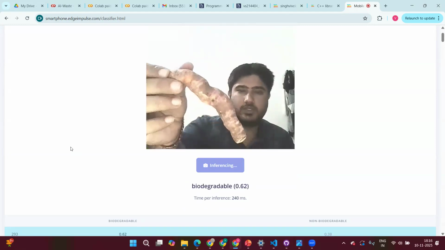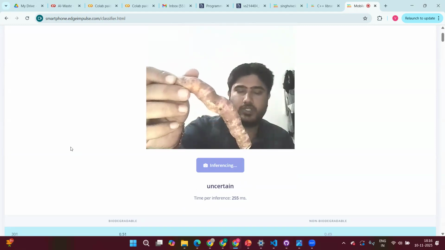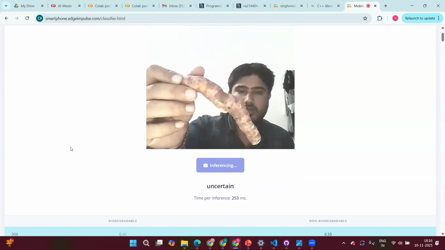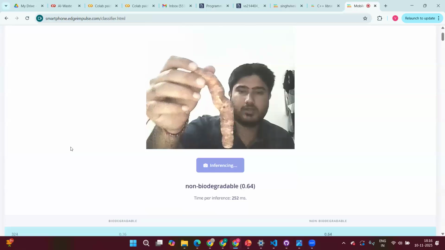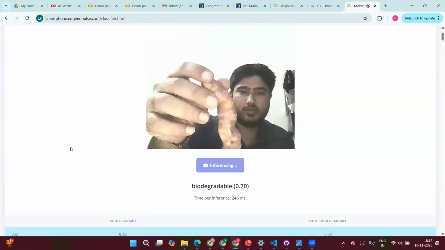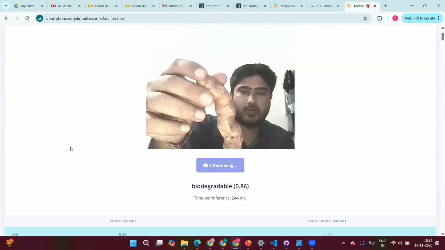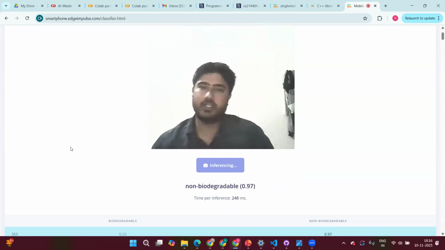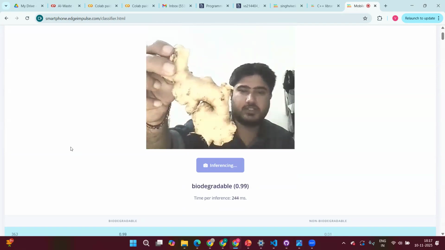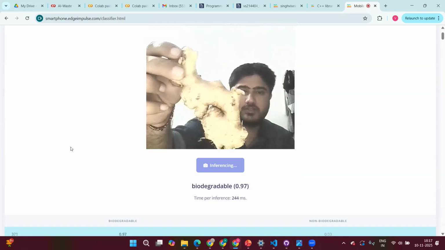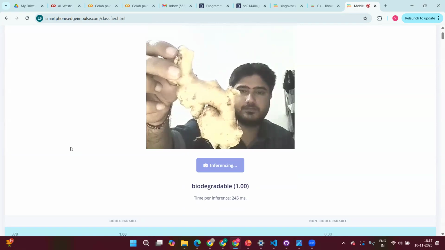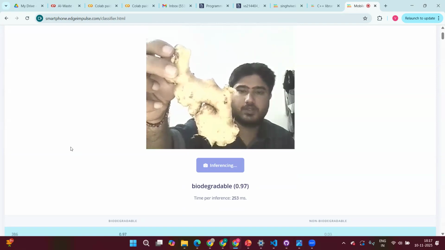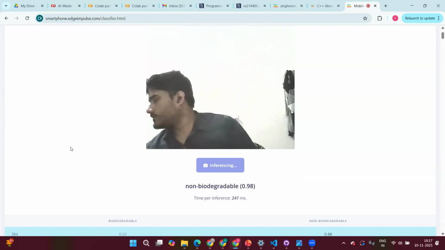Let's try some vegetable. Exactly, I don't know the name of this one. So again, it's classifying it as biodegradable, which is correct. Now let's put this ginger. Now again, it's correct.